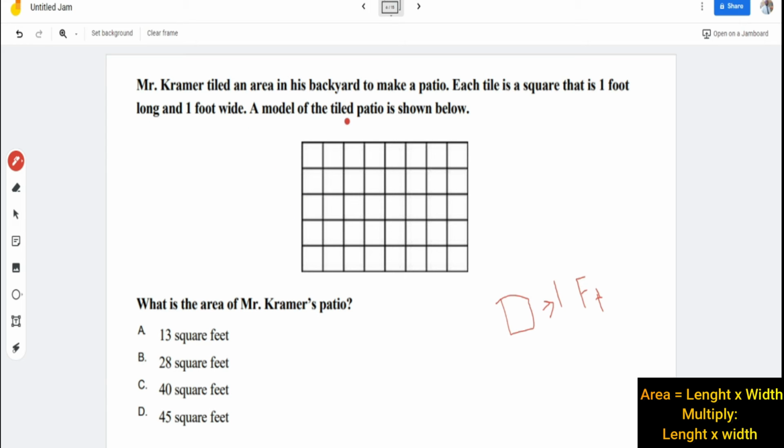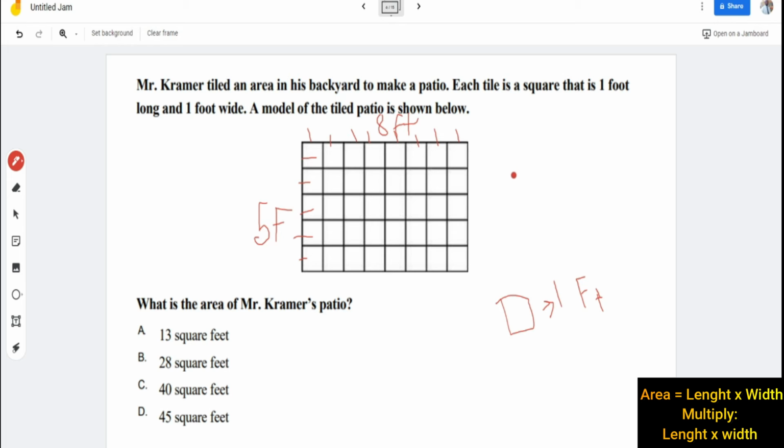A model of the tile patio is shown below. We count 1, 2, 3, 4, 5, 6, 7, 8. We got 8 feet here, and 1, 2, 3, 4, 5, and 5 feet here. All right, feet. Now what's next?